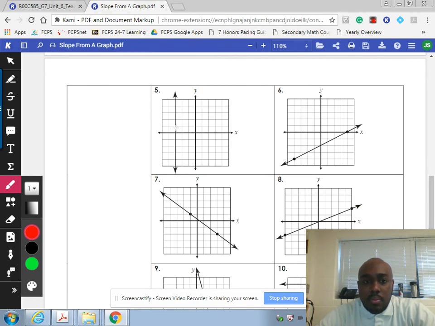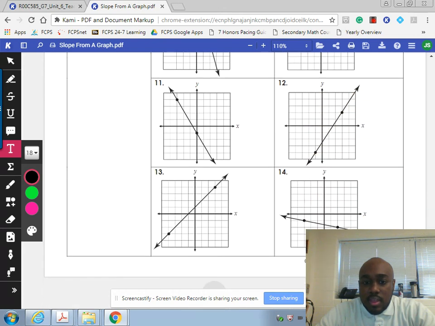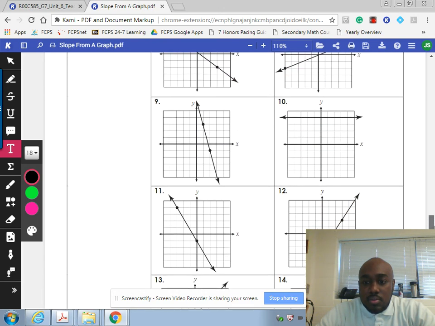How about number 5? As you can see, number 5 is a vertical line. So we don't have to do anything. We don't have to really say anything because there is nothing to be said. We already know that anytime we see a vertical line, that slope is always going to be undefined. Keeping it moving. Let's do one last example and then we're going to be done.